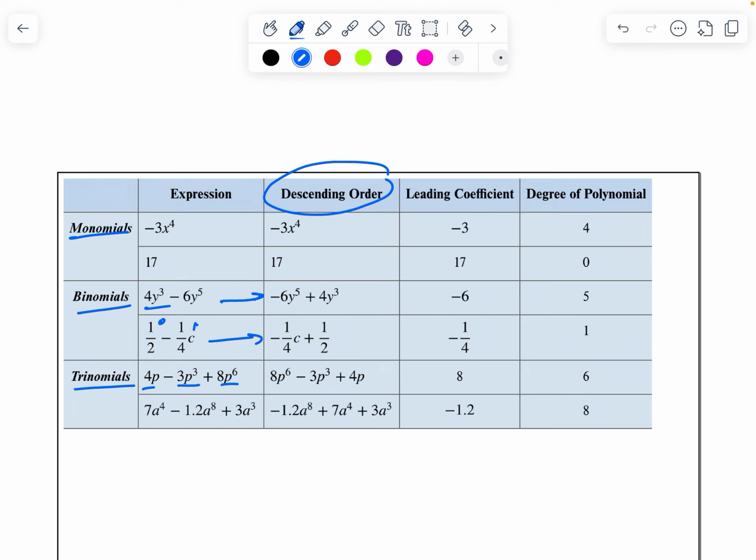The leading coefficient is the first item that comes when you write it in descending order. So that's the leading coefficient. And the degree, like I said on the last slide, is the highest exponent. So the degree here is 4. The degree here is 0 because there's no variables. The degree here is 5. The degree here is 6. The degree here is 1. It's an understood 1. And the degree here is 8.